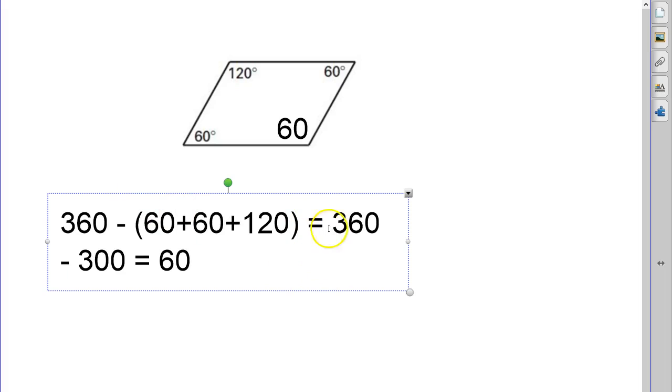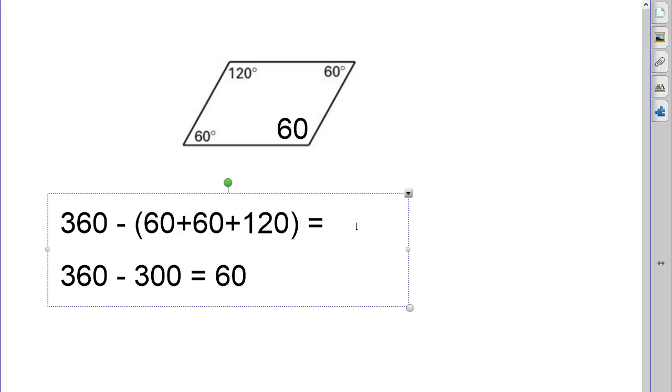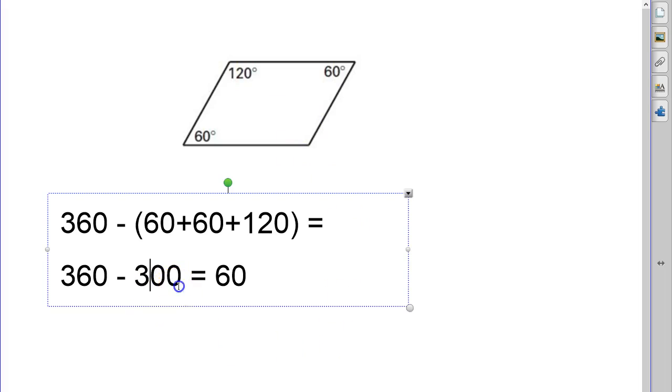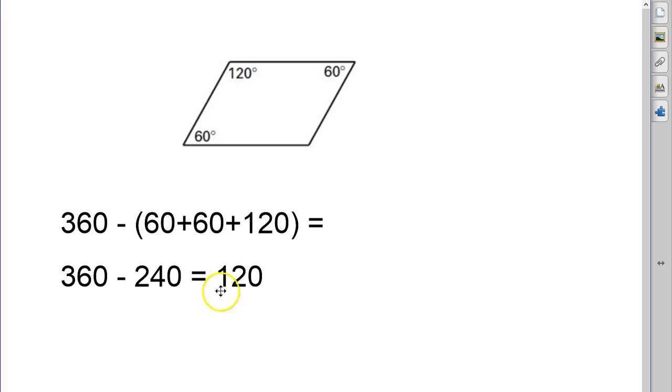60 plus 60 plus 120 is not 300. I was thinking I had two 120 degree angles. I had two 60 degree angles. Sorry about that. Wasted your time. That's 240, which then gives us 120 left over. There we go. I could edit this out probably, but it'd be too much work. So just know that I'm not infallible. So 120 degrees for this one here.